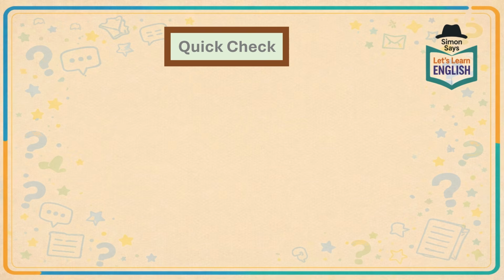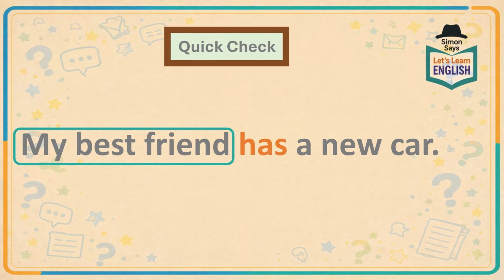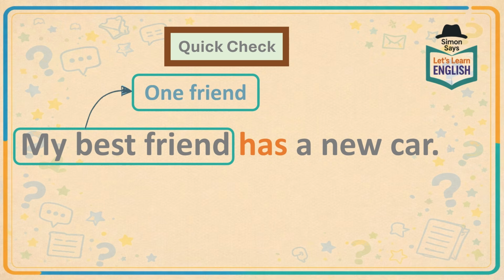Okay, now hopefully you've understood this so far. So let's just do a quick check. My best friend has a new car. What's the main thing in this sentence? My best friend. How many friends? One friend. Therefore, we use has.